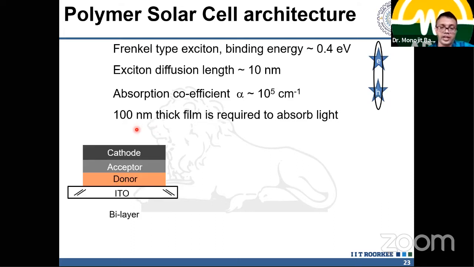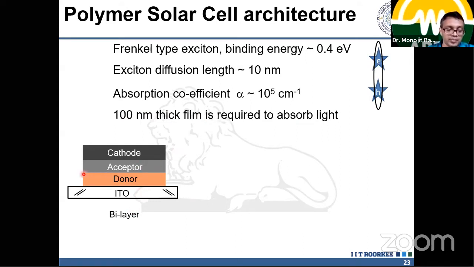Now comes the architecture. If we have to split the excitons before they recombine, you can have the donor-acceptor heterojunction. Why do we need a heterojunction? Because there is an energy offset between the donor LUMO level and the acceptor LUMO level, and the exciton can break at the interface, right? Now, this is another aspect: we need a 100 nanometer thick film to absorb light.